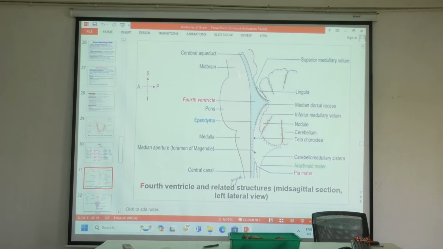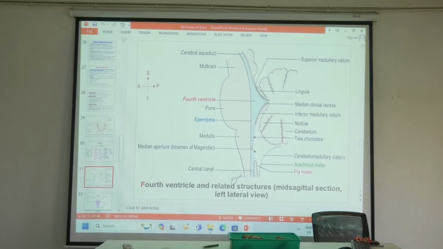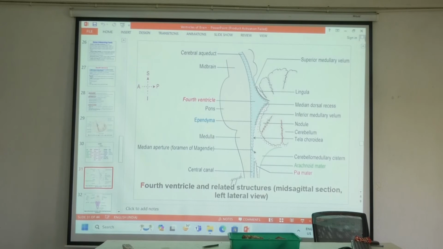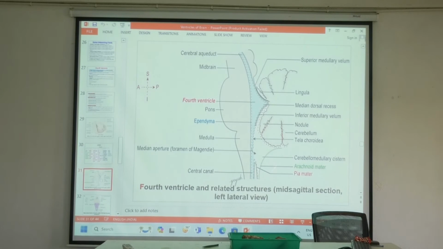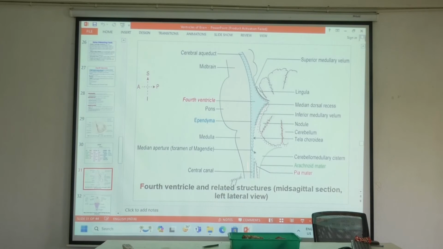Okay, and this blue lining is the ependymal lining, and here in the lower part one important cistern is present. Okay, cerebellomedullary cistern. This also contains the CSF. Okay, and in the lower part it is continuous with central canal of the medulla oblongata.